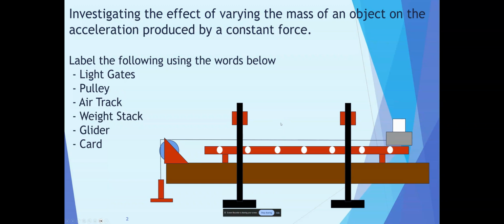So what we've got on here is a weight or weight stack attached to a pulley. This reduces the friction between the string and the table, because we want to measure the acceleration of that glider there, and we don't want the friction to affect the result. We've got light gates which measure our acceleration. We've got an air track again to reduce the friction between the glider and the track itself. And there's the glider. The card is important because that's what the light gates read. It's important we know what the card width is and then put that into our light gate software.